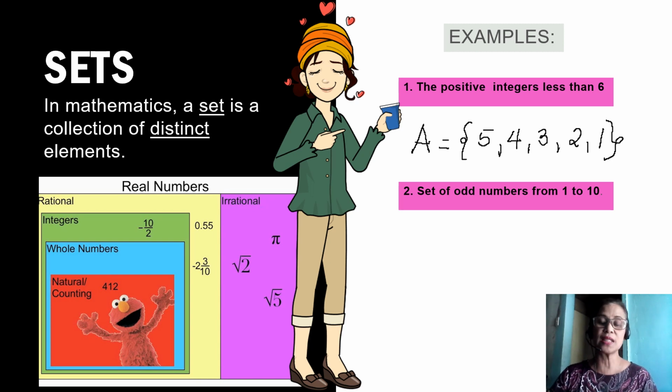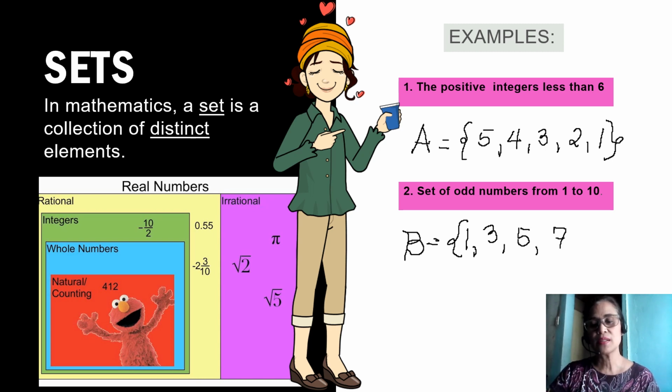Now let's have example number 2, the set of odd numbers from 1 to 10. Let's call that set B. And let's write the elements of the set of odd numbers from 1. So 1 is an odd number, 3, 5, 7, until 9 only, because 10 is an even number. So it has 1, 2, 3, 4, 5 elements as well. So this is how we write sets.